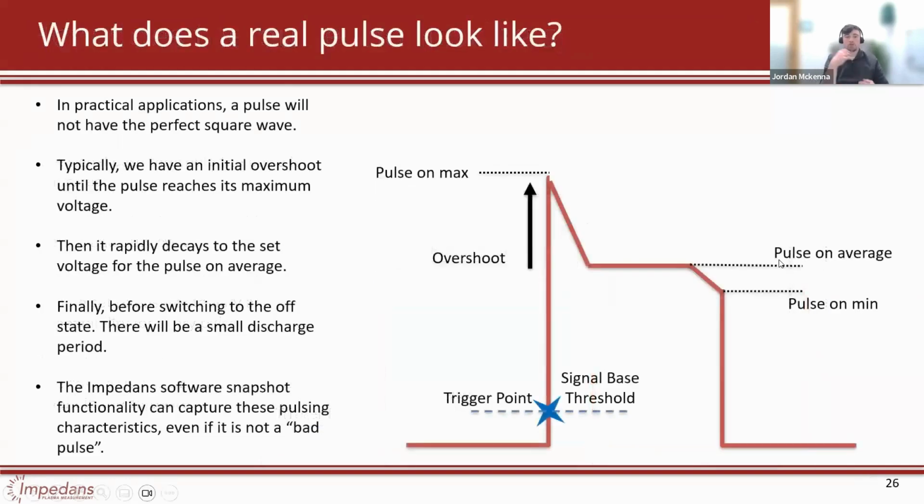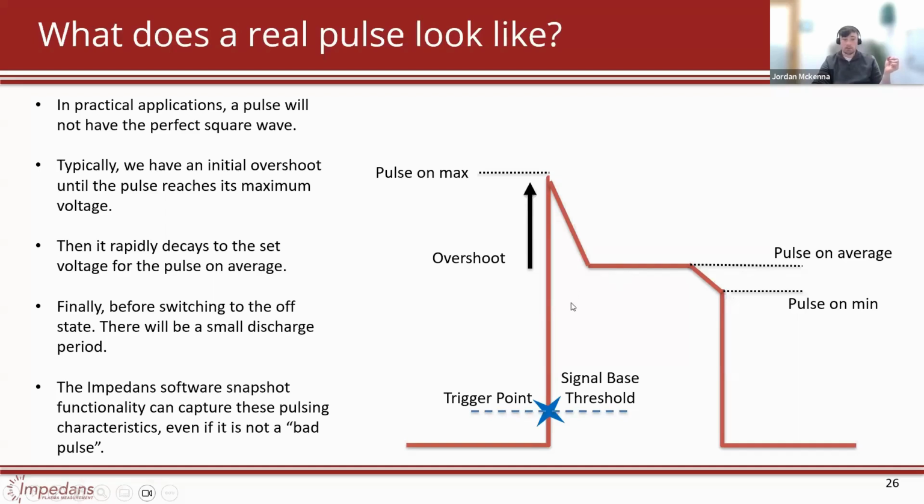But how does a pulse really look? Now, this is a little bit of an exaggeration, but it's a good visual example. In practical applications, a pulse will not be perfectly square. It'll be relatively square, but not perfectly. A lot of the time, they'll have an initial overshoot, which has a pulse on maximum, and then this rapidly decays to pulse on average. And then at the end, we'll also have a small lower part where we have a section for discharge. The impedance snapshot function can capture these pulsing characteristics, even if it's not a bad pulse.